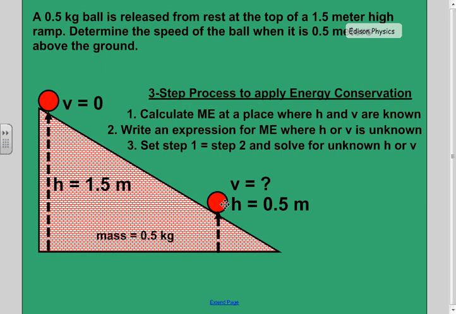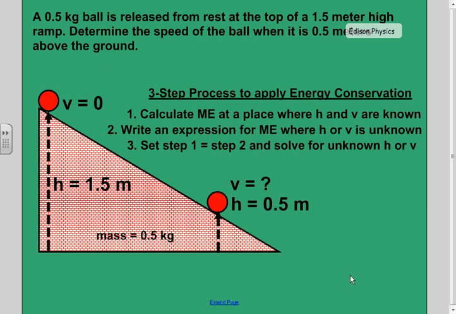All right? So let's go through that one more time. Find a place in the problem where you know height and speed and calculate the total mechanical energy of your object. Write an expression for the total mechanical energy at some other place in the problem where either the height or the speed is not known, and then set those two mechanical energies equal to each other, and you should be able to solve for your unknown height or speed.